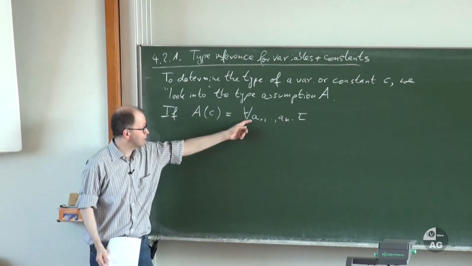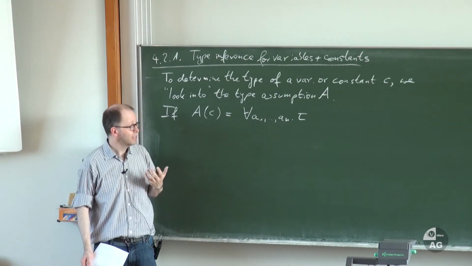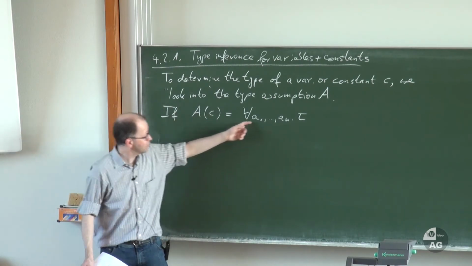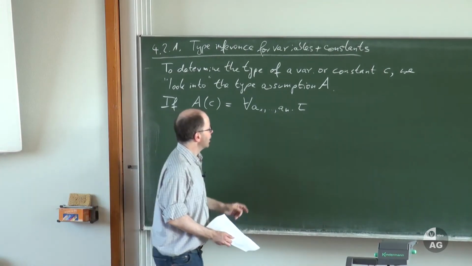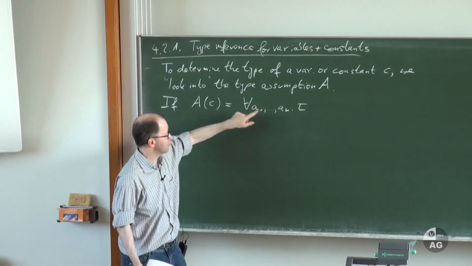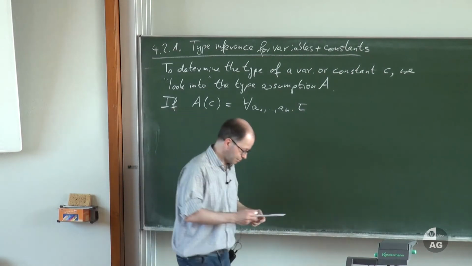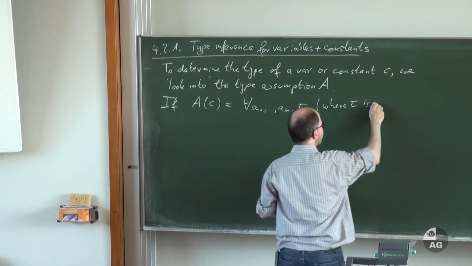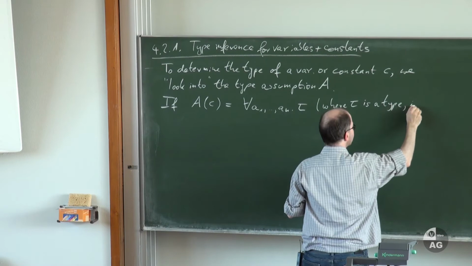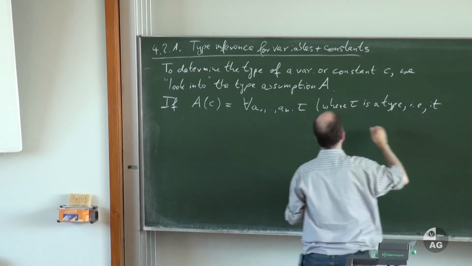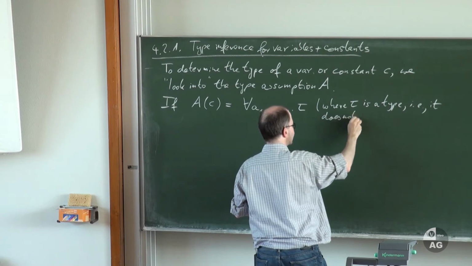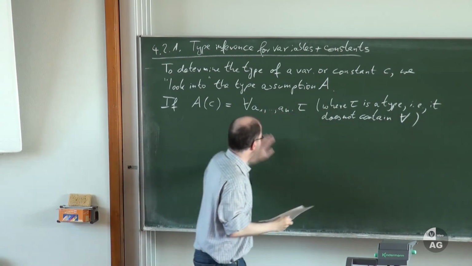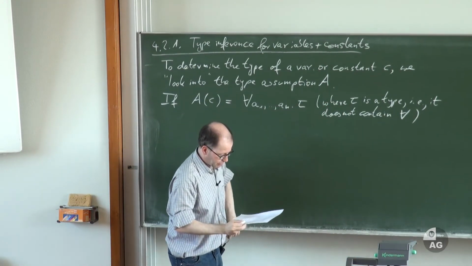So if this is the type schema for C, so this is what this type assumption tells us, then from this type schema we now have to produce again a type. So we have to get rid of these quantifiers again. And suppose that these are all the quantifiers that we have. So tau has no quantifier anymore, where tau is not a type schema, but a type. That means, in other words, it does not contain quantifiers. So all the quantifiers are in front, and this is the part without quantifiers.